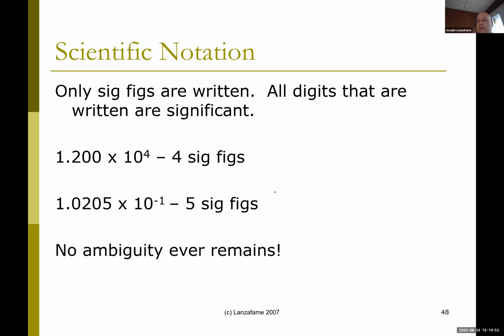And in scientific notation, the key is every digit you see is significant. So there's no place marker zeros here. If I wrote these, it's because I measured them. And so that's 4 sig figs. This is 5 sig figs. And this is really just telling me where the decimal point is.